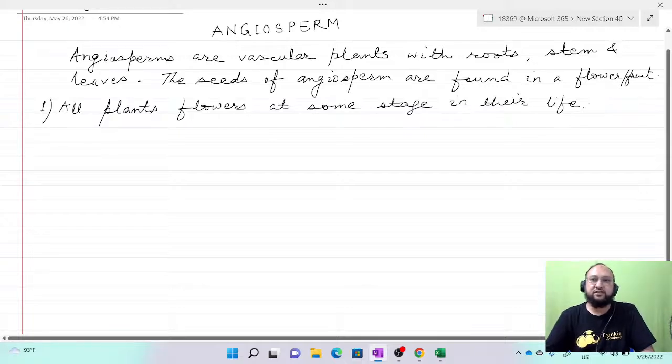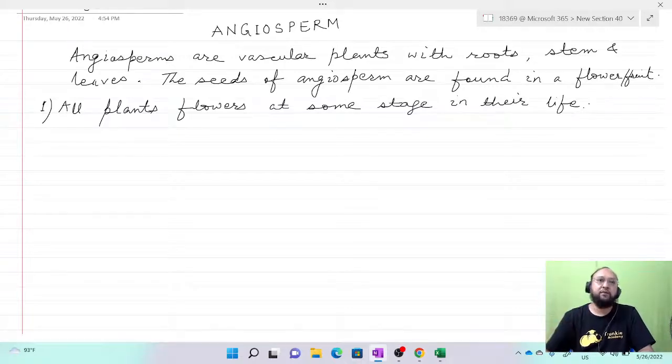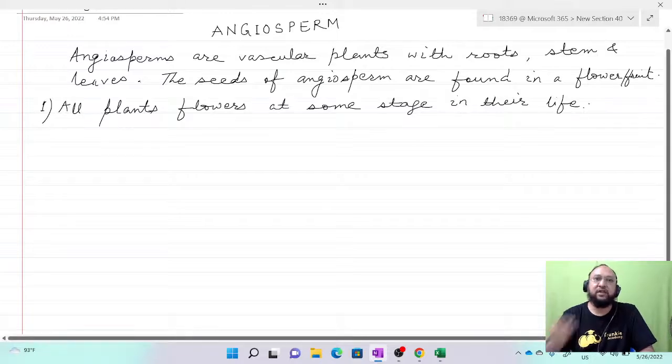The flowers are the reproductive part of the plant, so they bear the genetic information. They bear the male and female gametes and the genetic information that is passed to the next offspring after reproduction.